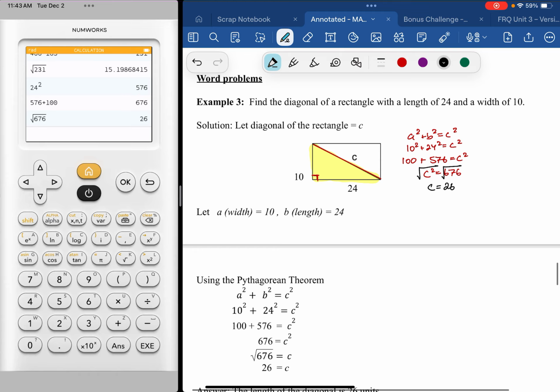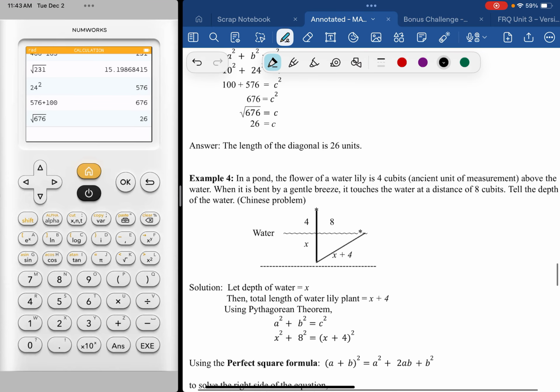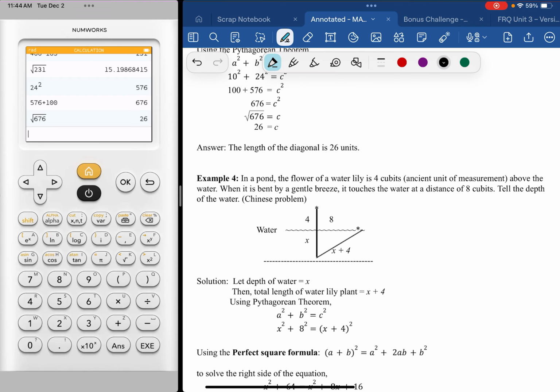All right, so that's one type of word problem. Another is the attempt to be more practical, I guess. It doesn't always play out, though. In a pond, the flower of a water lily is 4 cubits, which is an ancient unit of measurement, above the water. When it is bent by a gentle breeze, it touches the water at a distance of 8 cubits. Tell the depth of the water. This is a Chinese problem, right?